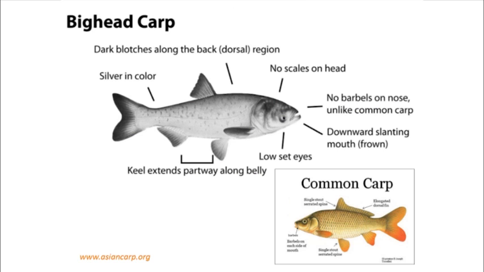Some of the other characteristics, there's no scales on the head itself, and then the low set eyes that are kind of pointing downwards. And on the common carp, I have a little inset there. The common carp has these little barbels that come down from its little handlebar mustache almost. That is absent in the bighead carp.